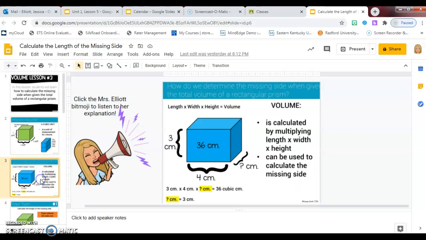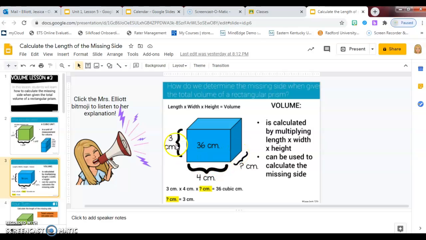So let's look at the next one, and this is what you're actually going to be doing. This is where you will click on where you've clicked to listen to me. It says, how do we determine the missing side when the total volume of the rectangular prism is given to us? Okay, so for example, let's look at this one. I know the total volume is 36. I know the height is 3, the width is 4, and I need the length, okay?